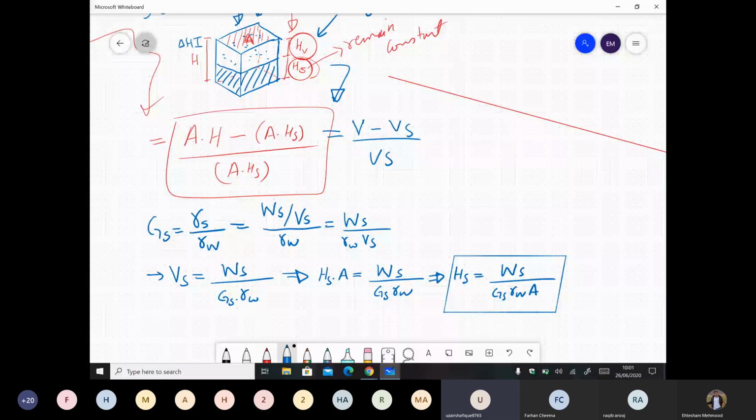Okay, that's very right. So this WS will come from the oven drying method. At the end of the test, you will place your sample in the oven and the dry weight is this WS. How can I find GS?